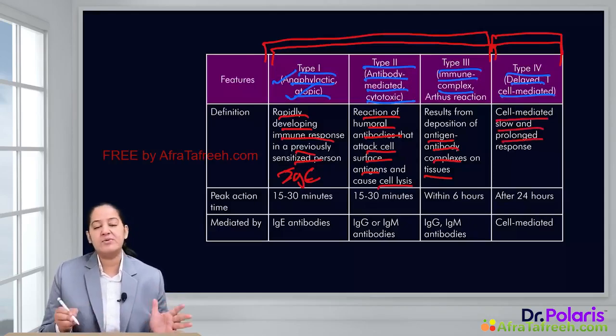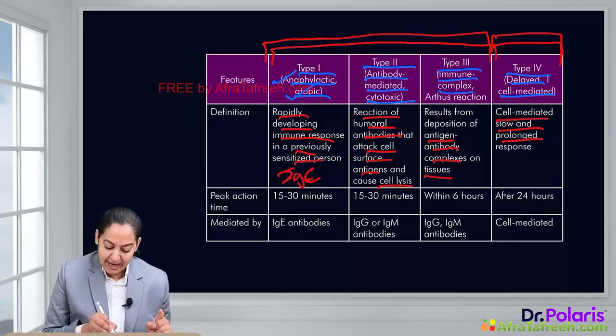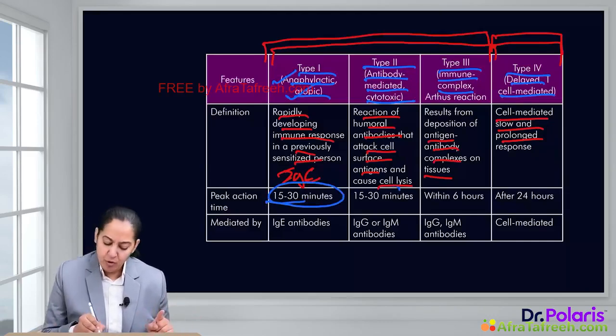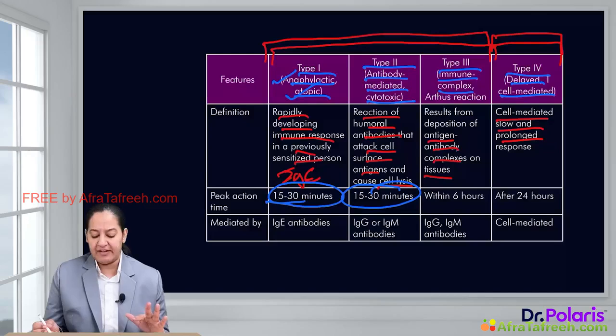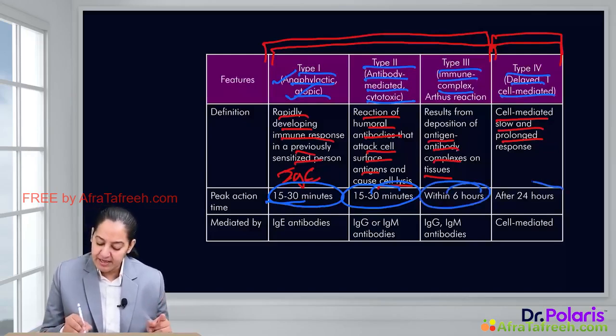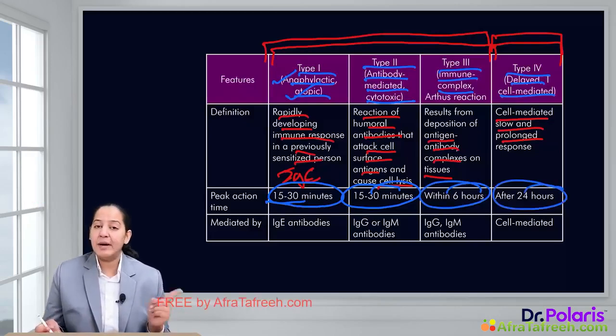As I've told you, the first three types are immediate type. Here in type 1, the peak action is after 15 to 30 minutes of exposure. In type 2 also, the peak reaction is 15 to 30 minutes of exposure. In type 3, it is within 6 hours of exposure. And in type 4, it is after 24 hours of exposure. That's why type 4 is delayed type. The first three types are immediate types.